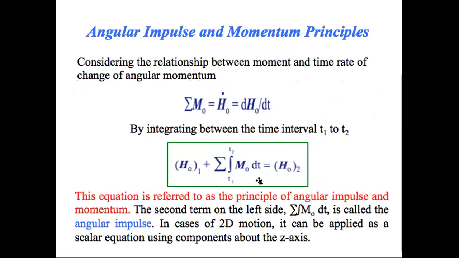The first and third terms represent the angular momentum of the system of particles at the instants t1 and t2, and the second term on the left side is called the angular impulse. In the case of 2D motion, it can be applied as a scalar equation using components about the z-axis.